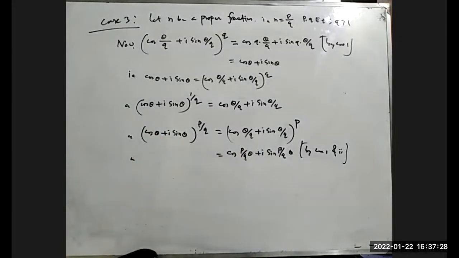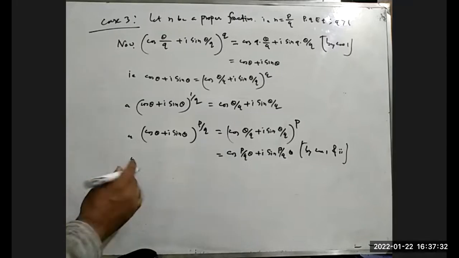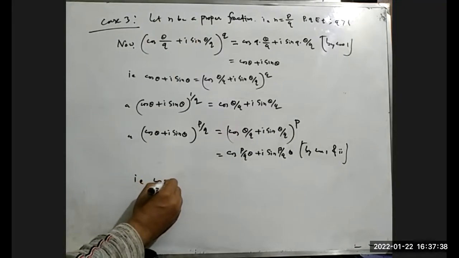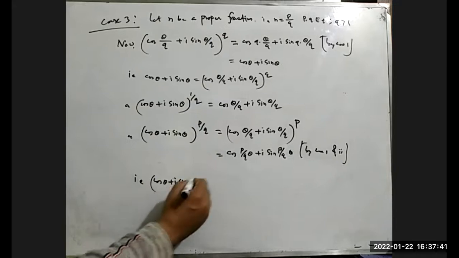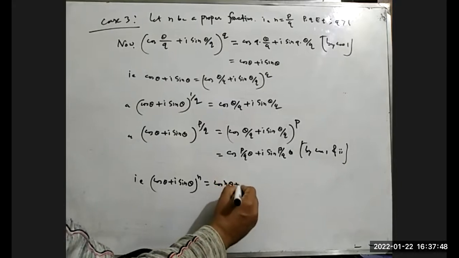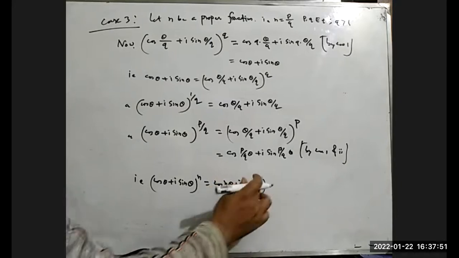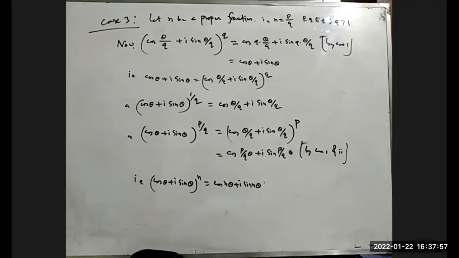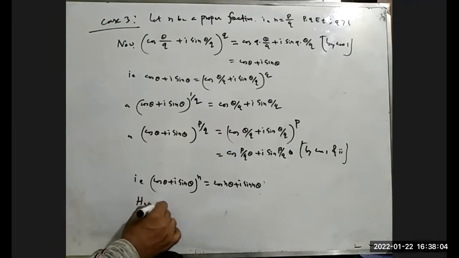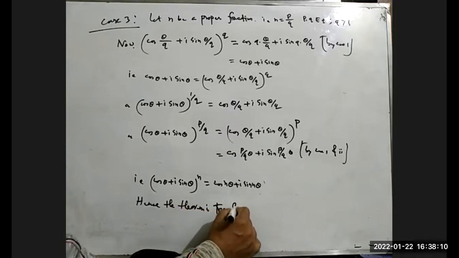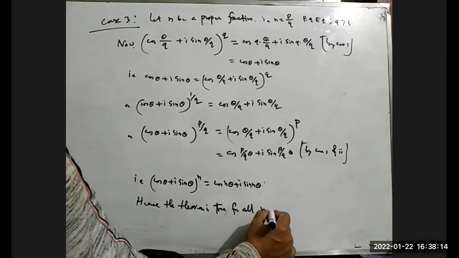So if p by Q equals n, and if n be a proper fraction, then cos theta plus I sin theta can be written as cos n theta plus I sin n theta. Okay, very easy one. If n be any proper fraction, we got the same result. Hence the theorem is true for all n.